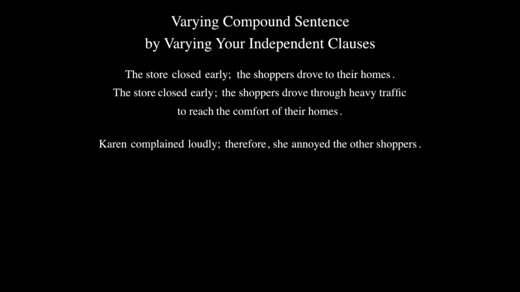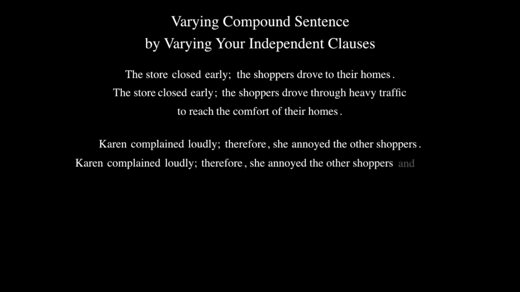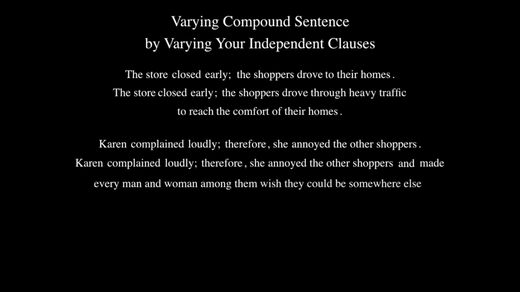Let's try it again. This time we'll have Karen complained loudly, therefore she annoyed the other shoppers. Two very basic independent clauses. Well, we'll keep Karen complained loudly and we'll keep therefore. But this time we're going to stretch out our second independent clause. She annoyed whom? The other shoppers. But she's not done. She did something else as well. So I'm going to say and she made whom? Every man and woman among them do what? Wish they could be somewhere else. And then we put our period down. Karen complained loudly, therefore she annoyed the other shoppers and made every man and woman among them wish they could be somewhere else. It flows a little bit better.